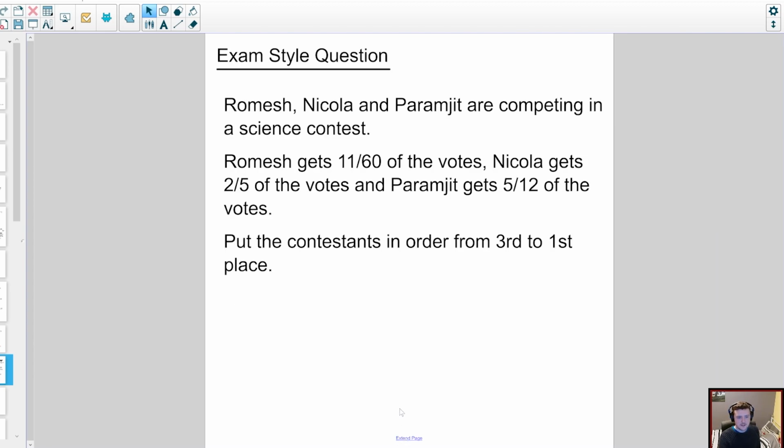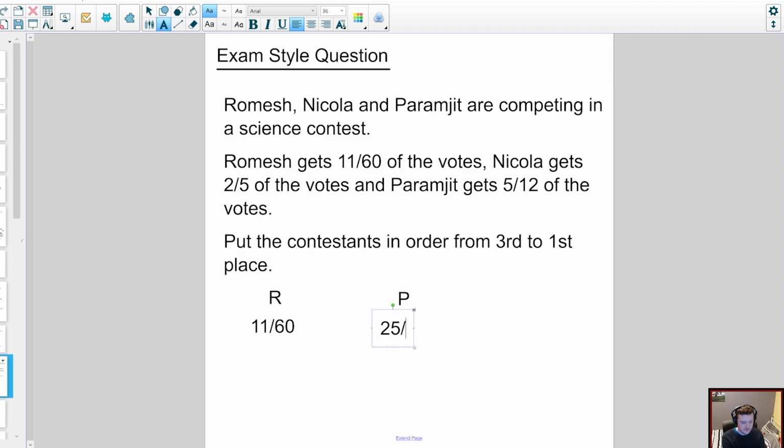Okay, so I've been a little bit kind to you here. The number that every number is going to go into is actually 60 itself. And sometimes that will be the case. So we know that Ramesh gets 11 out of 60, and so his answer is going to be 11 out of 60. That stays the same. Then, how many 12s go into 60? I'm going to write R above this so I don't forget. We know now that this is going to be P, and so 5 twelfths, how many twelfths in 60? 5. So 5 times 5 is 25, and that's going to be 25 out of 60.